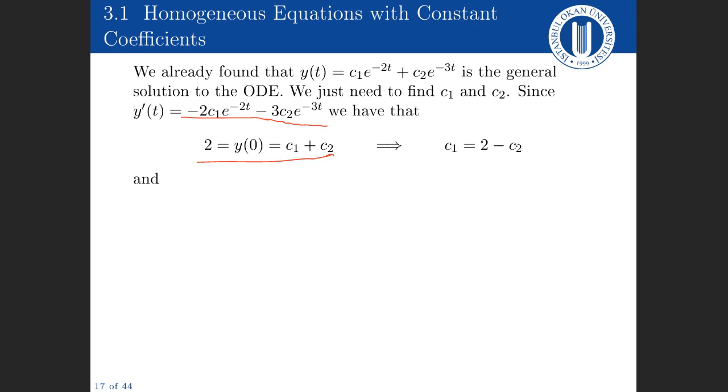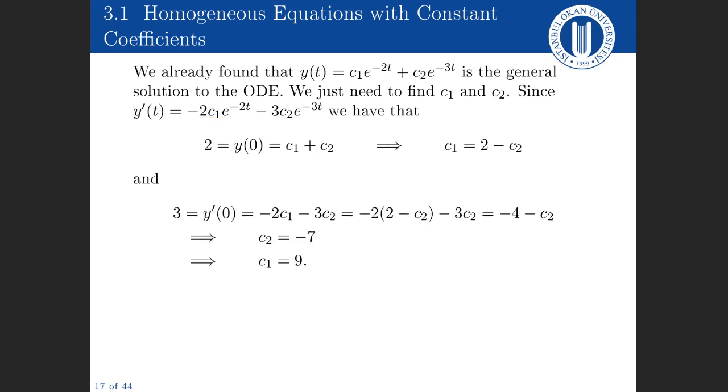y of 0 must be 2, and y prime of 0 must be equal to 3. That gives us two equations for c1 and c2. Solving these equations, we find that c1 must be 9 and c2 must be minus 7. And then we're finished. We know the general solution.